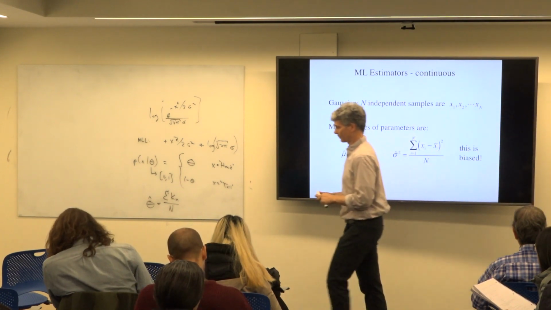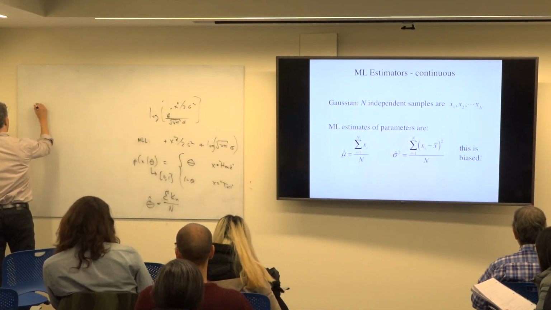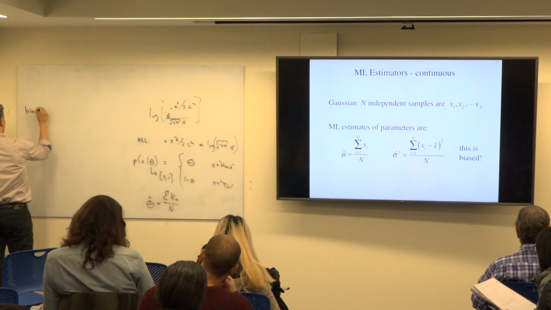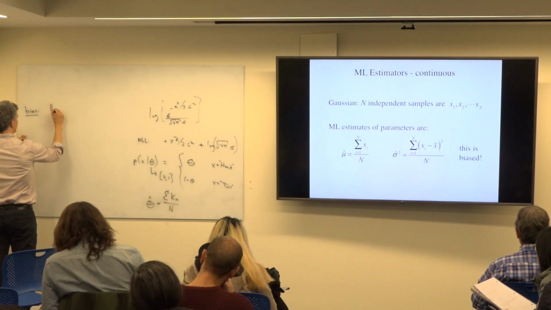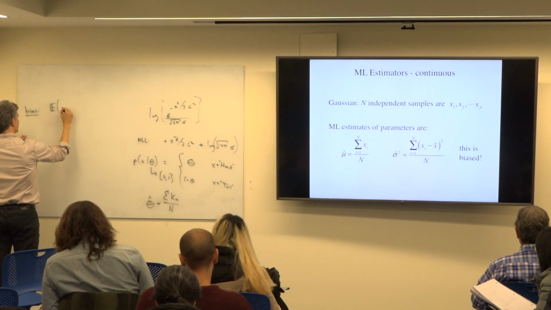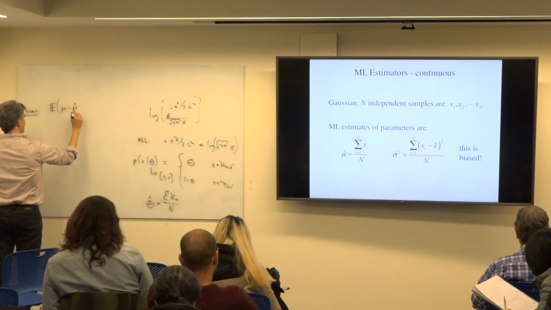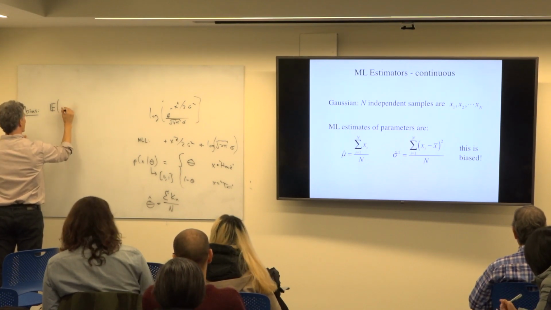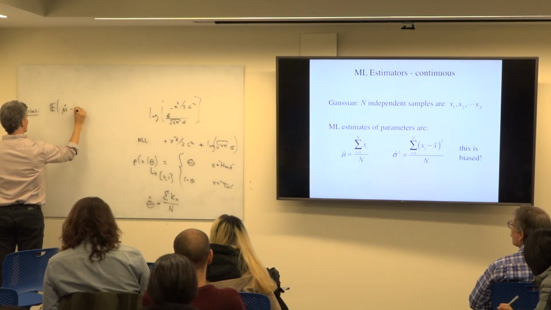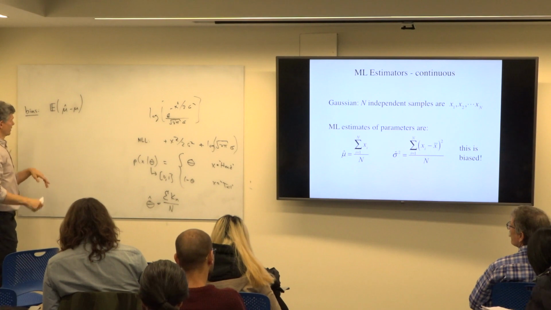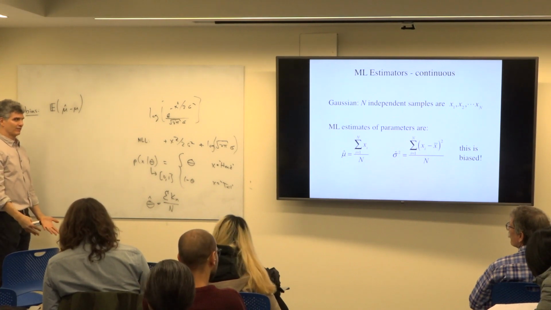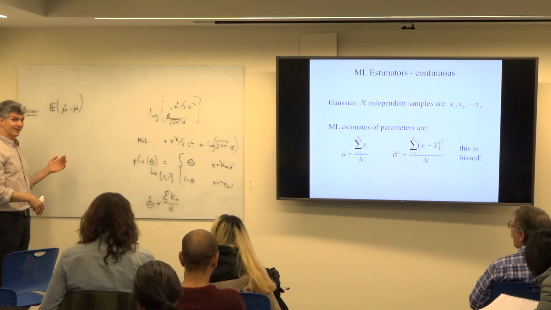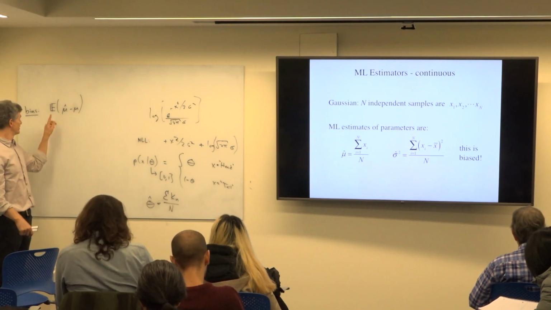So let's write that down. I want to compute the expected value, so we're going to compute the bias. I compute the expected value of mu hat minus mu. Actually, I want it that way: mu hat minus mu. The idea is a positive bias means my estimate is coming out too high, a negative bias would mean my estimate is coming out too low, and a zero bias means my estimate is coming out just right.